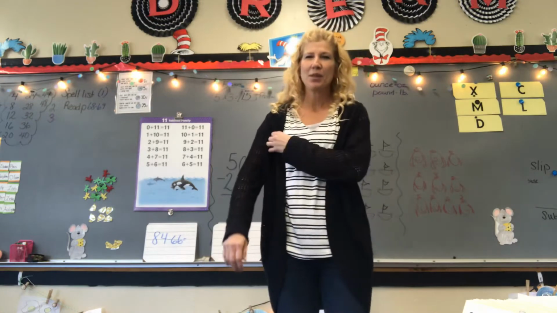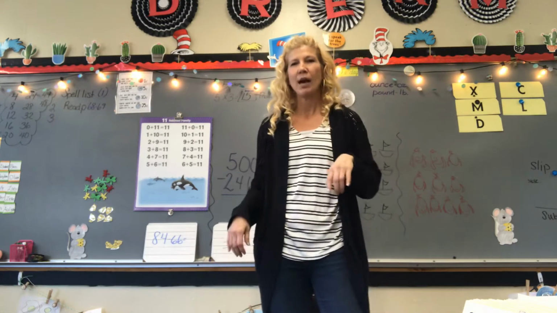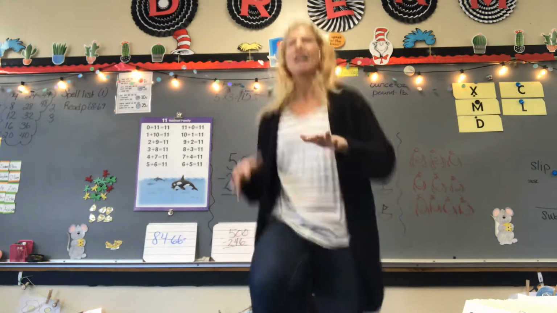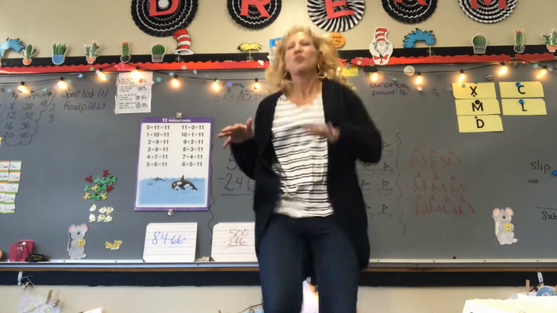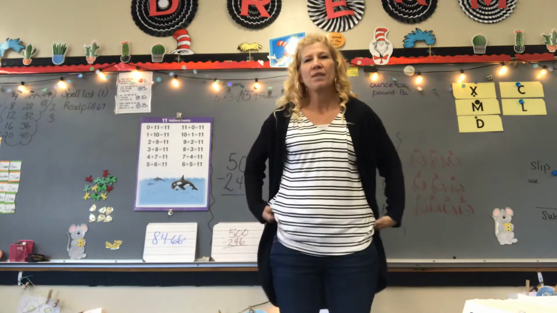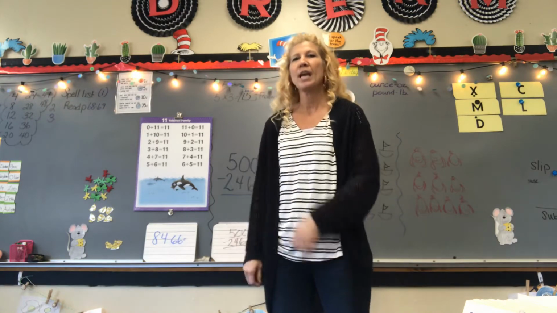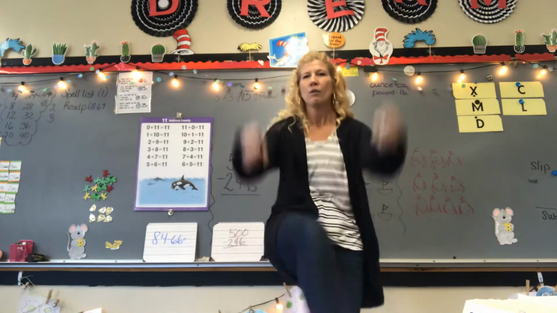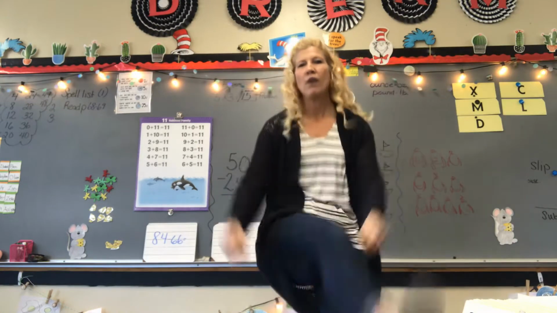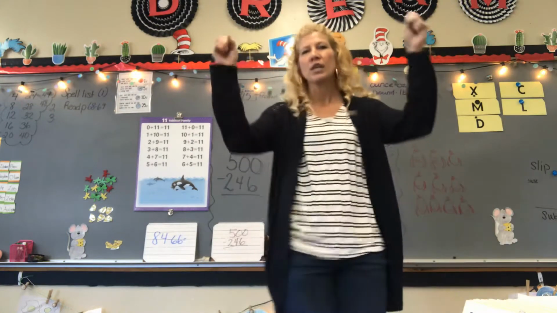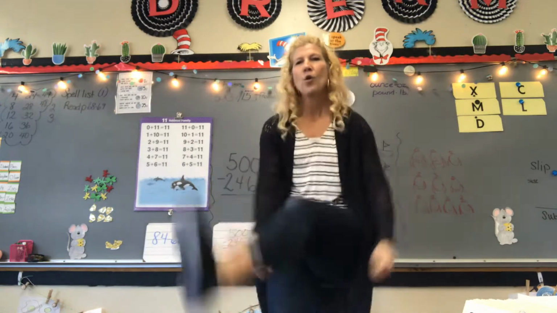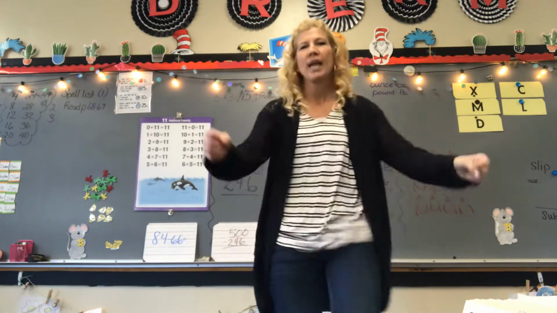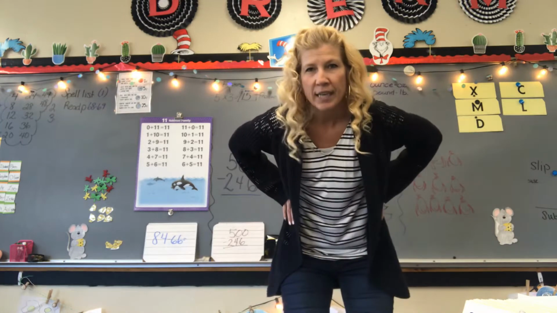Nice. Now we're going to count by threes to 36, and we're going to do high knees. 3, 6, 9, 12, 15, 18, 21, 24, 27, 30, 33, 36. And then we're going to finish with counting by fours to 48. And we're going to high kick it. 4, 8, 12, 16, 20, 24, 28, 32, 36, 40, 44, 48. Whew. Take a deep breath.